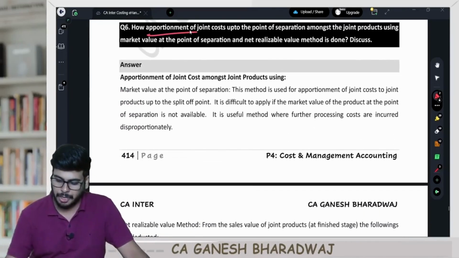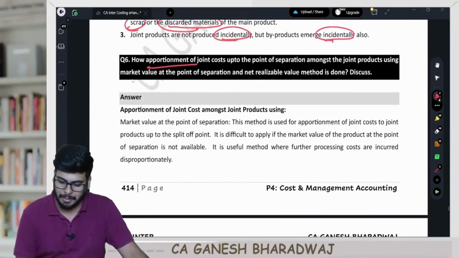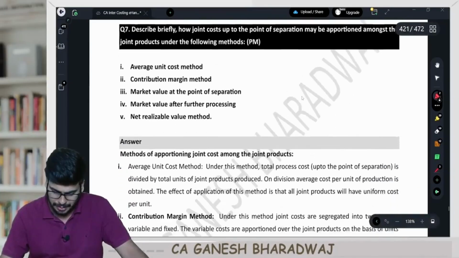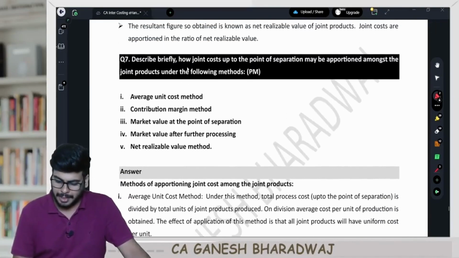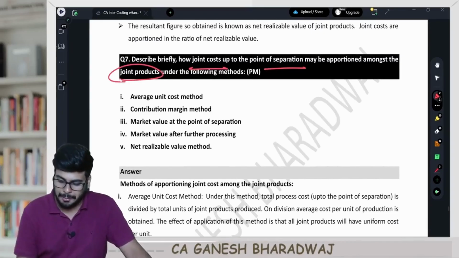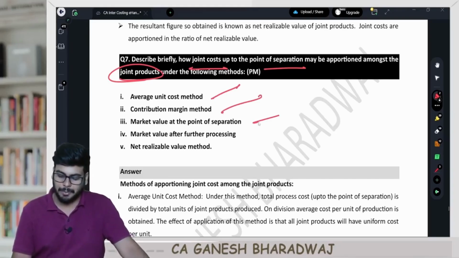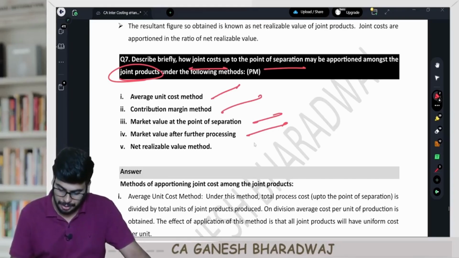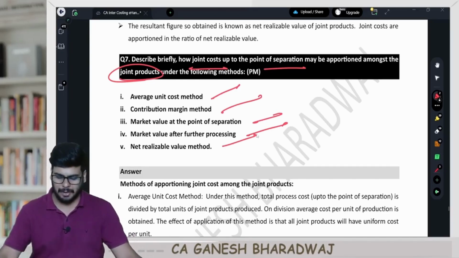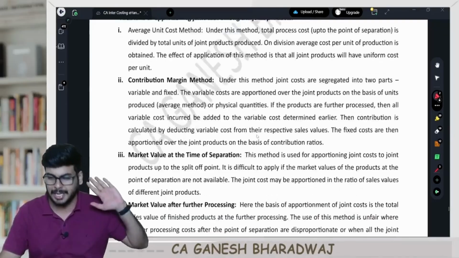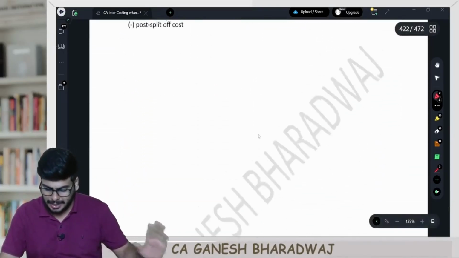How is apportionment of joint costs up to the point of separation among the joint products using market value at the point of separation and NRV method done? I think this is already discussed. We discussed this before. Describe briefly how the joint cost up to the point of separation may be apportioned among the joint products under the following methods. They have asked you to explain all the methods: average unit cost method, contribution margin method, market value at the point of separation, market value after further processing, net realizable value method. Just briefly write 2-3 points about every single method and leave it there. Clear with this, guys. Nothing great beyond this.